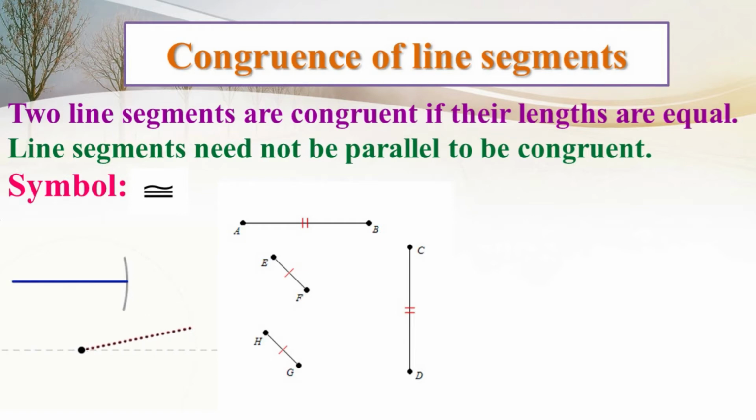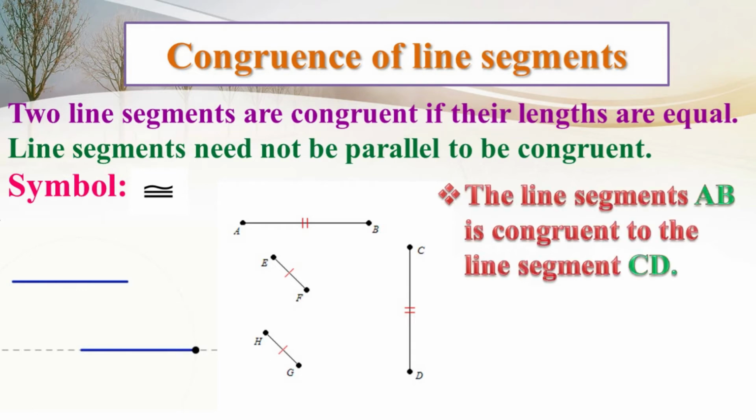Look at the red lines. In AB there are two lines, as well as in CD also two lines. If they are indicated like this, their lengths are equal. So only they have indicated like this. Okay. So the line segment AB is concurrent to the line segment CD.